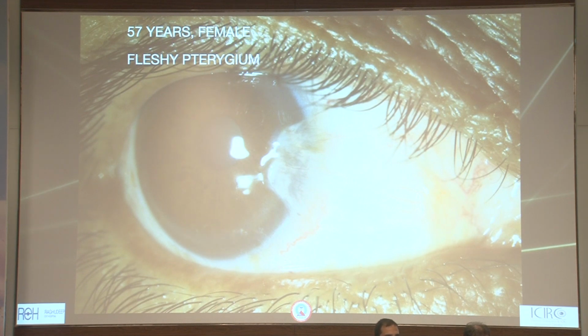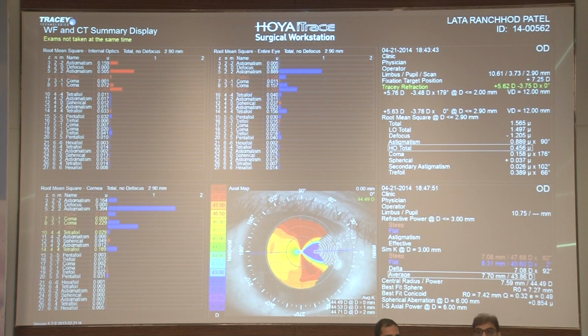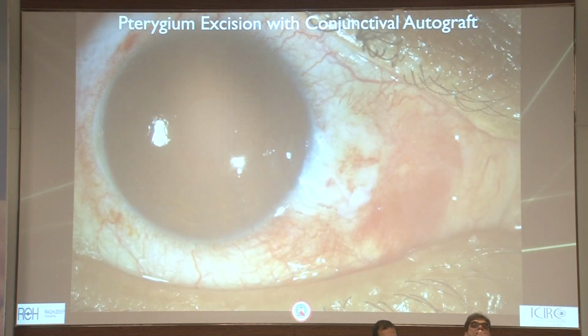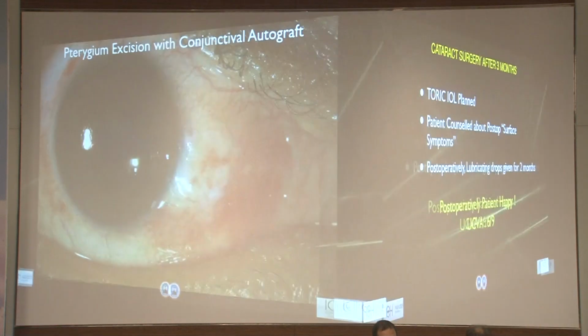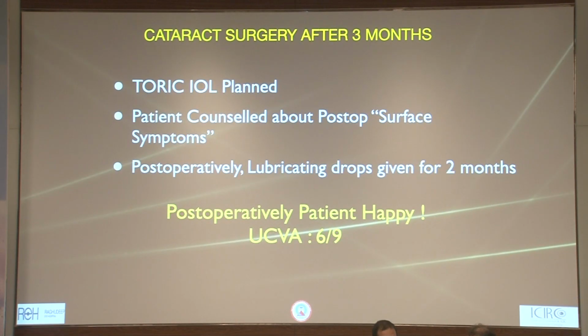She had a fleshy pterygium, and for cosmetic reasons also, she wanted the pterygium surgery first, and we did advise it. So this is the pterygium that is causing a very high astigmatism, almost nearly 3.75 diopters of astigmatism, with higher order aberrations like coma and trefoil. And we operated her with a conjunctival autograft. Not only did her astigmatism go down to 1.75, which we could treat after 3 months of the pterygium surgery, we went in for a cataract surgery.